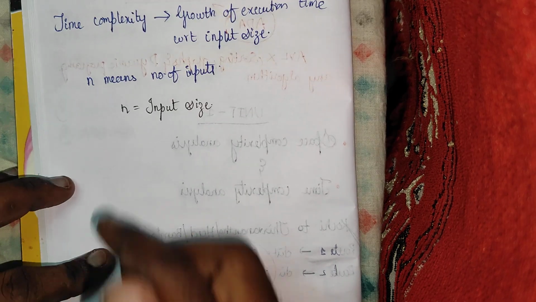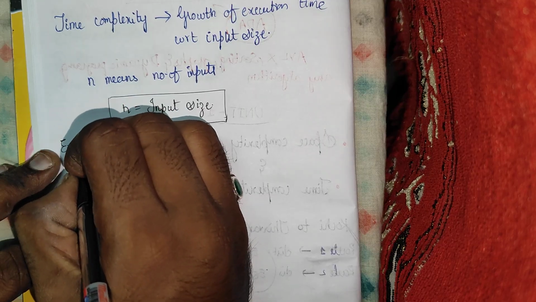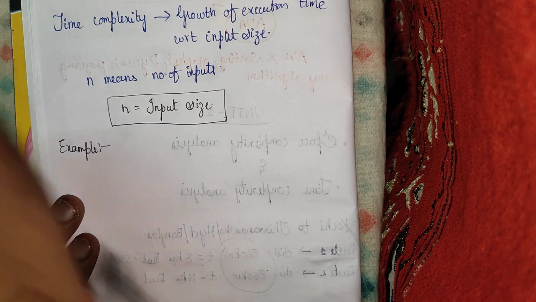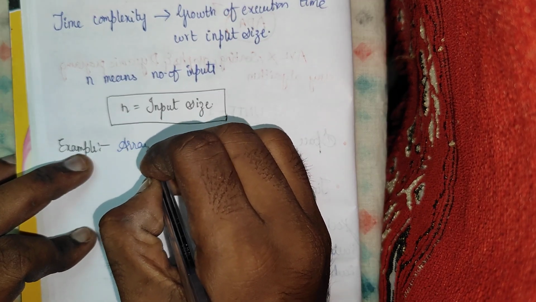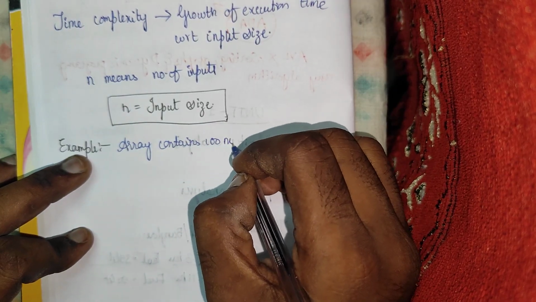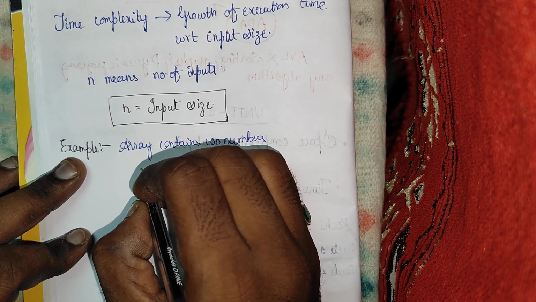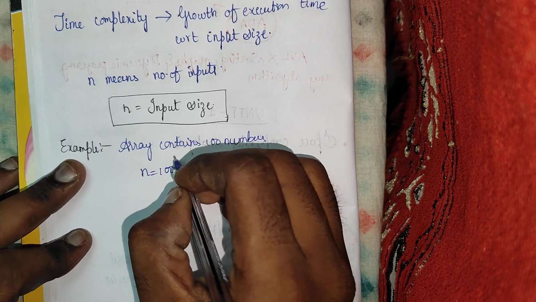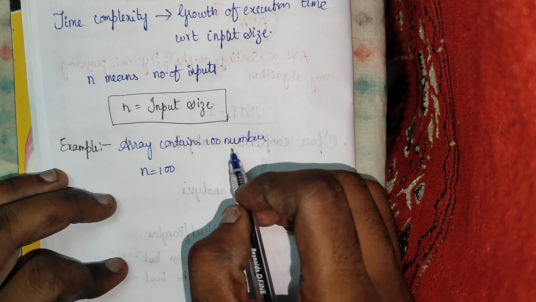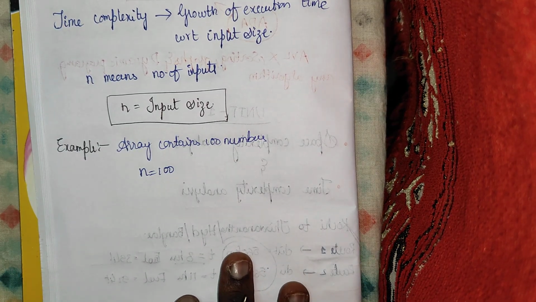Let us take an example: an array. The array contains 100 numbers, or whatever it is, it's your wish. n is equal to 100. You can take any number: if the array contains 1000 numbers, n is equal to 1000; if it contains 10, n is equal to 10, or whatever it is.